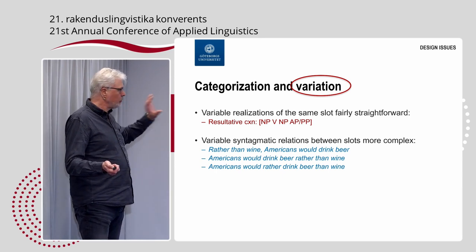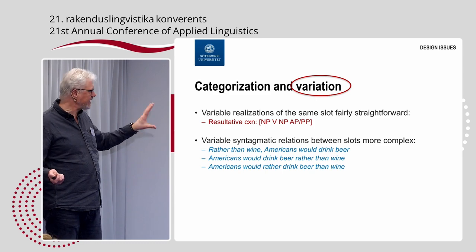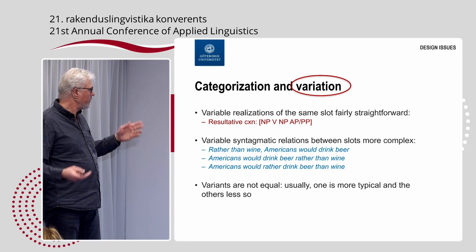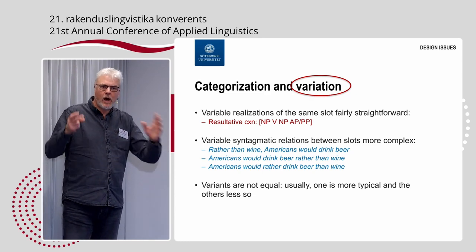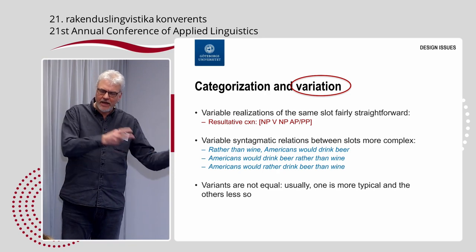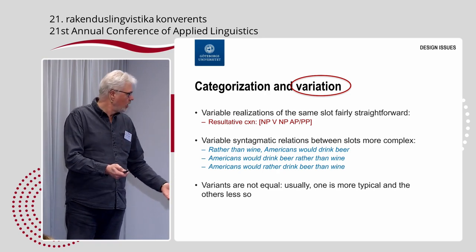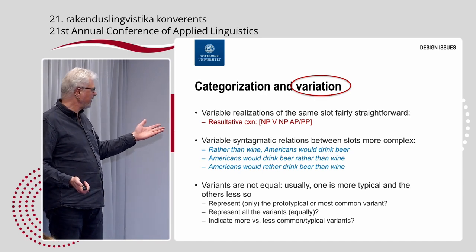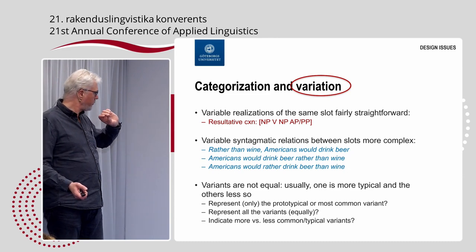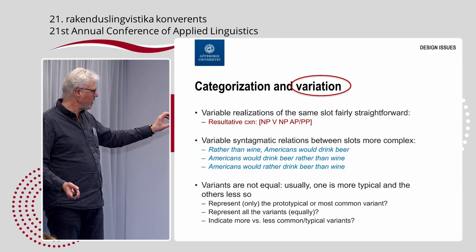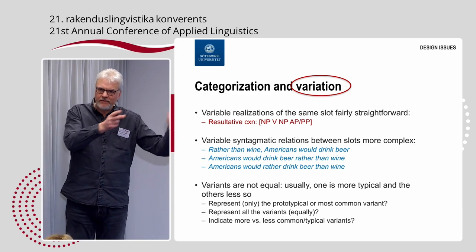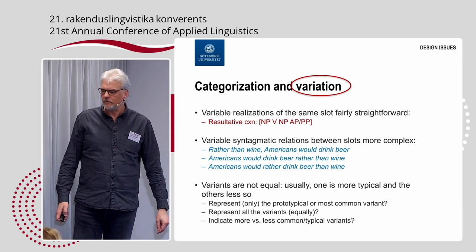And also, as you would have to deal with any kind of variation, they're not equal. I mean, usually one of the forms is the default, most common, most typical one, and the others are more marginal. So how would you handle that? Do you take only the most common case? Do you represent all the variants equally? Or do you somehow indicate that this is the typical variant and these are the less typical variants?